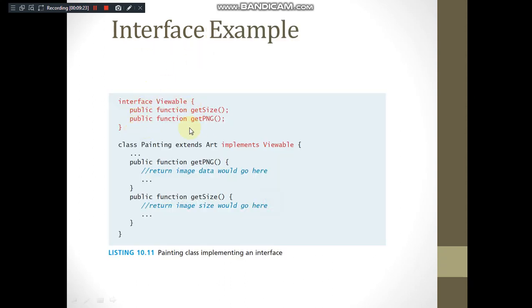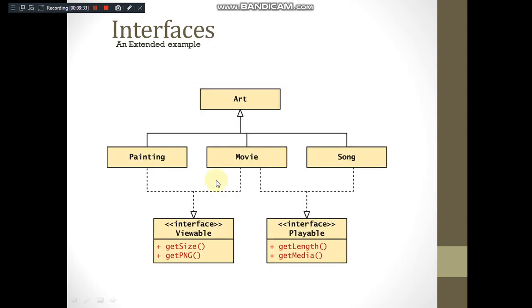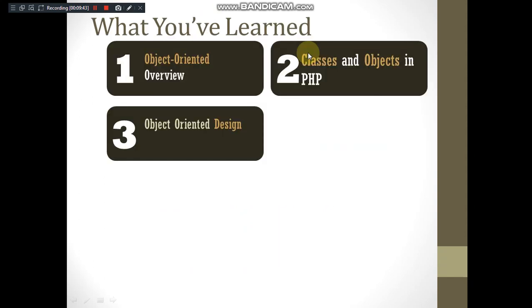In the interface we have two functions. These are defined inside the subclass Art, which has the definition of these two functions. This is how we can show it using the UML diagram. This is where we can see the definition of these two methods. So this is what we have learned throughout.